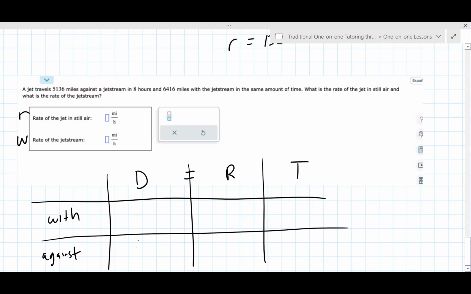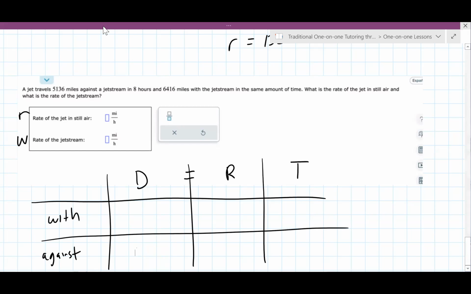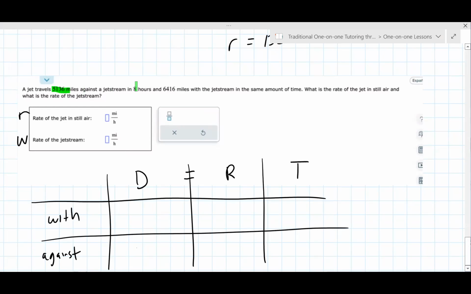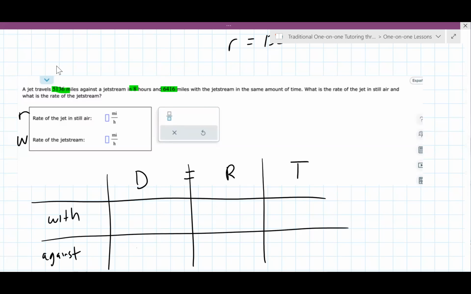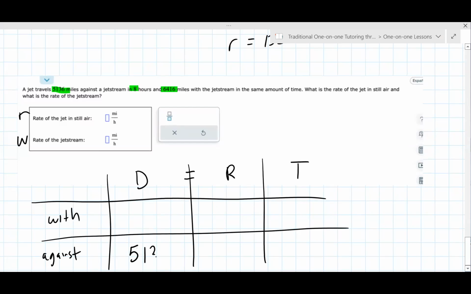How about the distance? Does it tell you the distance that you're going against? Just go one at a time here. No, we don't know the distance. We just know the time. And no, sorry, miles. Yes, we do know the distance. Sometimes you gotta just get in there and be like, all right, I'm gonna see. So the distance we know the jet travels: against is 5,138, and with the jet stream is 6,416.